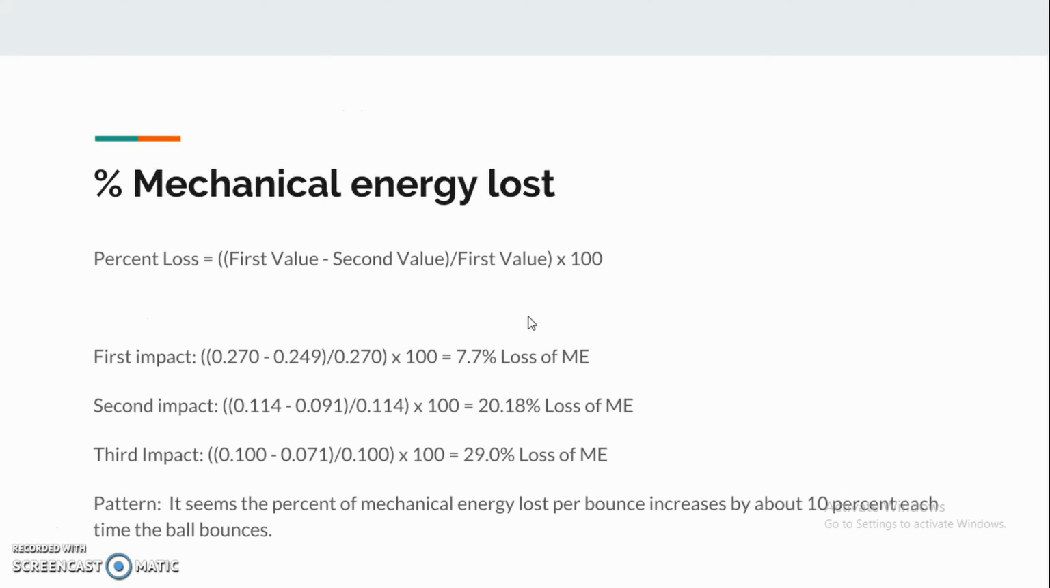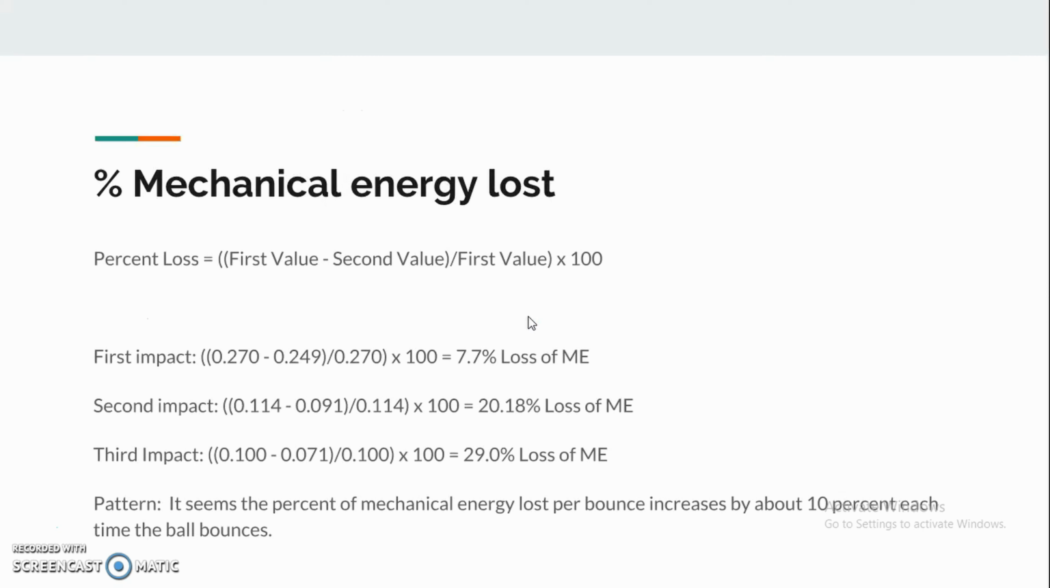loss of mechanical energy. During the second impact, the initial value for mechanical energy was 0.114 joules, and the final value was 0.091 joules. So the 0.114 joules is subtracted by 0.091 joules and then divided by the 0.114 again and multiplied by 100 to give a 20.18% loss of mechanical energy.